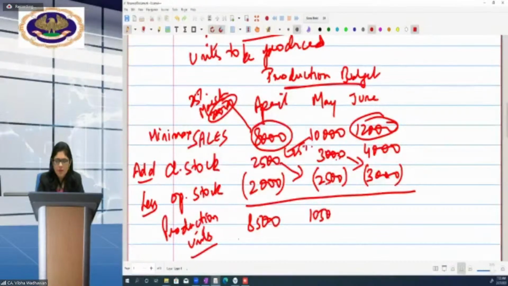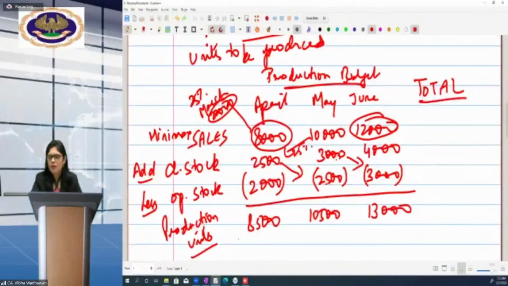10,500 for May and 13,000 for June. So these are the units, and then of course make the total also. Total production units for April, May, and June. So 8,500, yes, okay, good that you have understood. So this is the total.